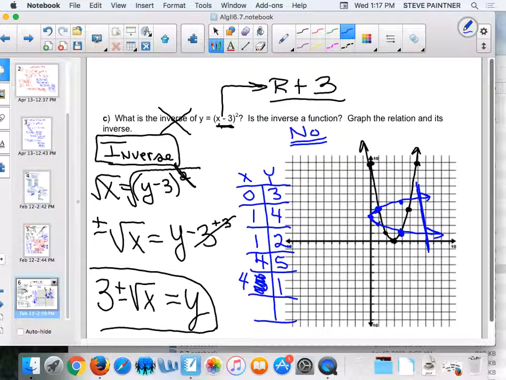Question. How do you know your inverse is right? How do you check it? Plug what in? Points. So guys, if you want to just see if you're right, could you plug this point 0, 3 into this function? Put a 0 in. Do you get 3? Square root of 0 is 0. 0 plus 3, 3. It works. You can plug any of these points into your inverse. If they work, you did it all right.